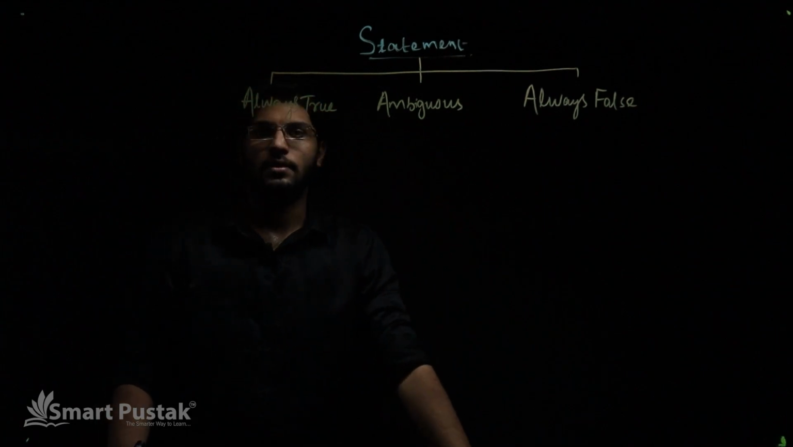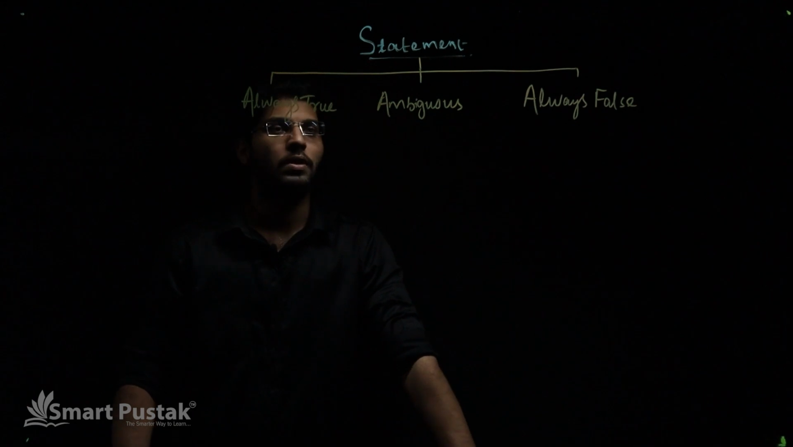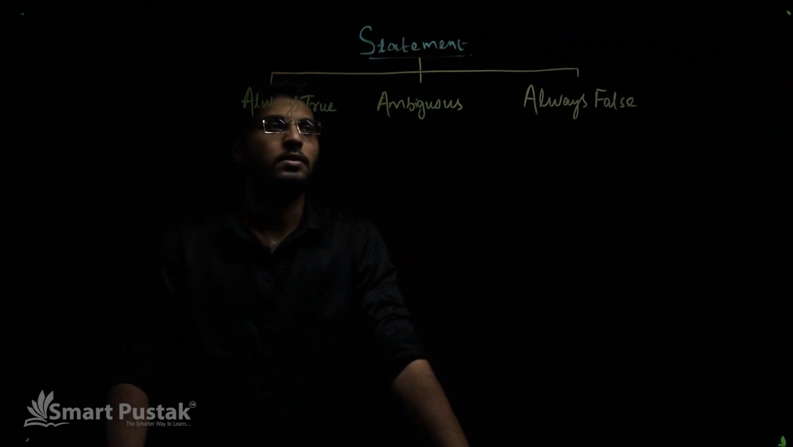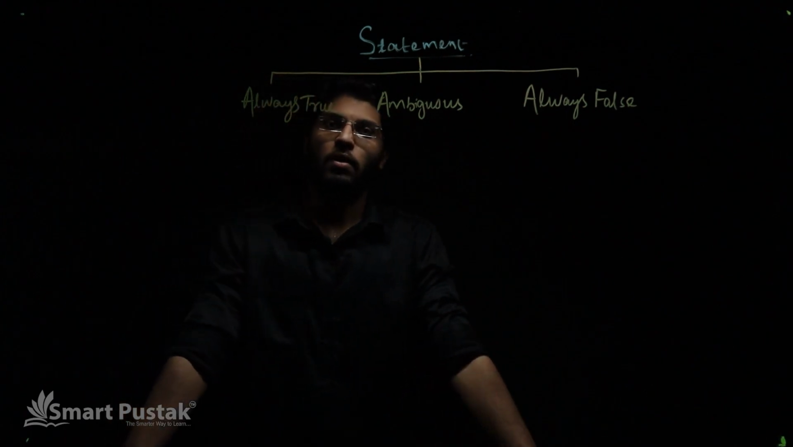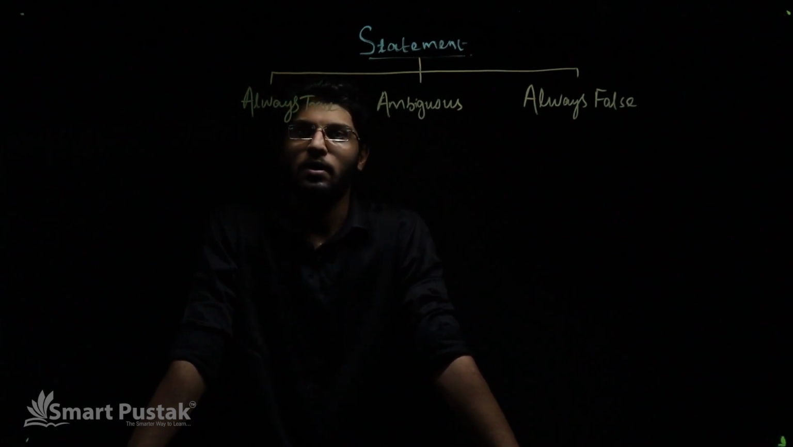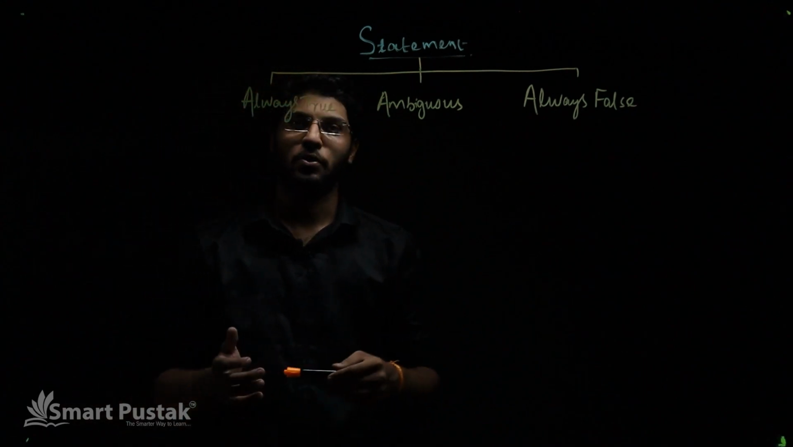For example, we can say vehicles have four wheels. Is this statement true or false? No one can say that vehicles have four wheels until and unless I say that the vehicle category is car. So without knowing the category, no one can say that vehicles have four wheels. That's why this type of sentence falls under the category of ambiguous statement.